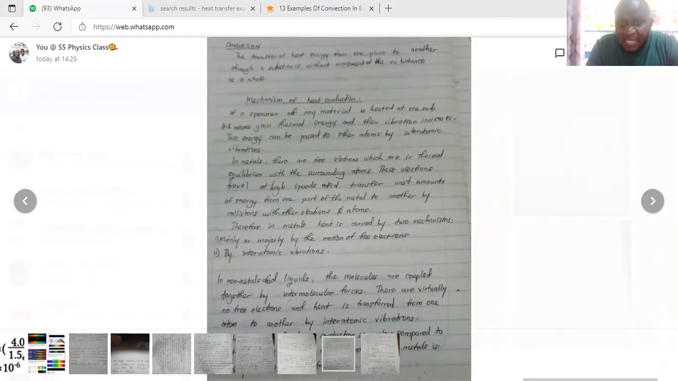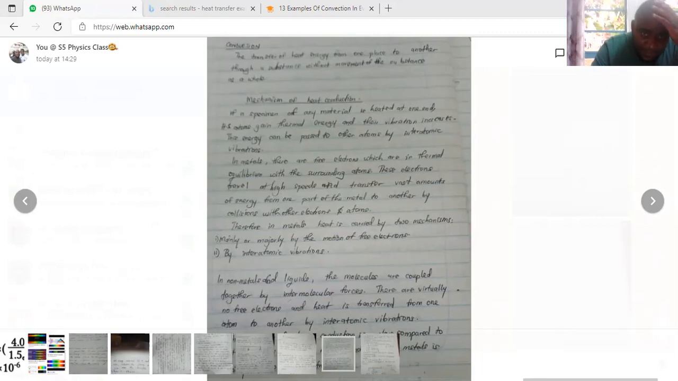Therefore, in metals, heat is transferred by two mechanisms. One, mainly and majorly by motion of electrons, then two, by the interatomic vibrations of the atoms of the metals. That is why we say that metals are better conductors of heat than some other solids, because they have two mechanisms by which they can transfer heat concurrently. One is by motion of the electrons, and as they move, they collide with other electrons and atoms, exchanging vast amounts of heat with them. The other is by vibration of the atoms in the metal, which are in fixed positions, and as they vibrate, they exchange heat with the neighboring atoms.